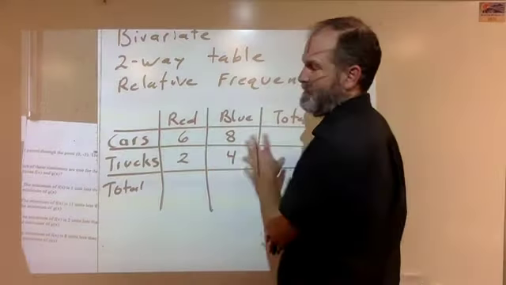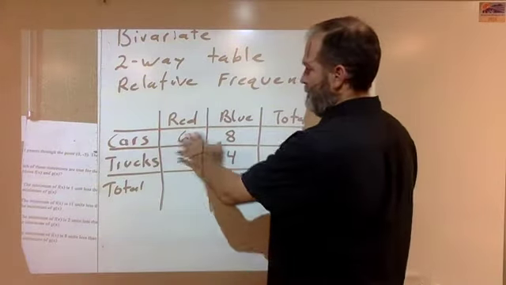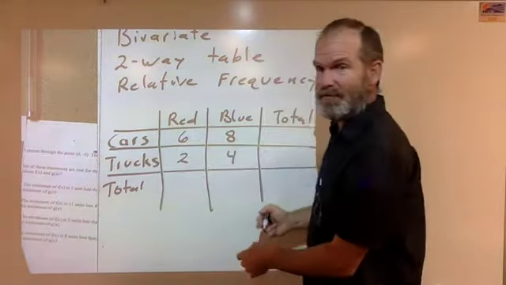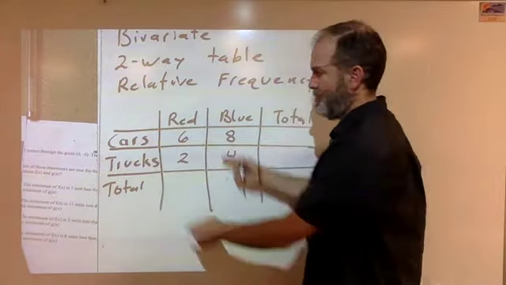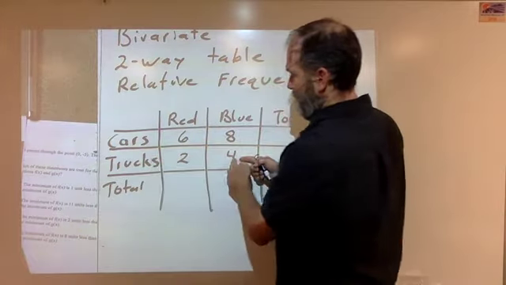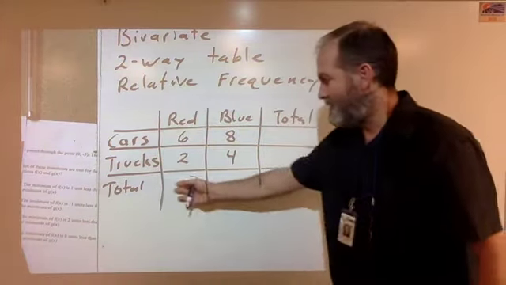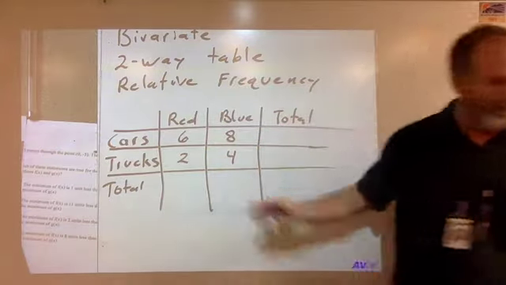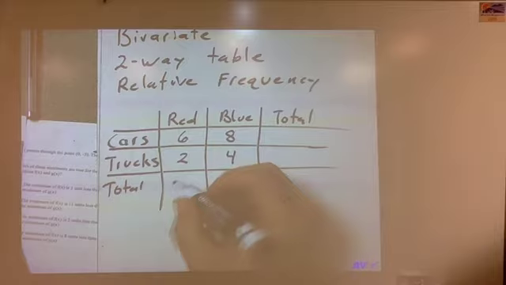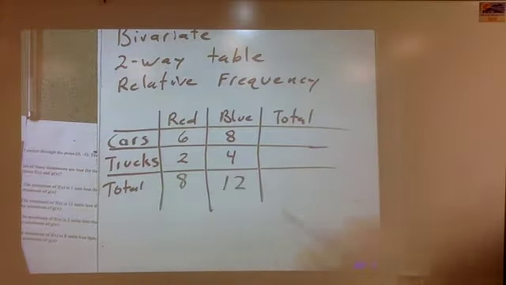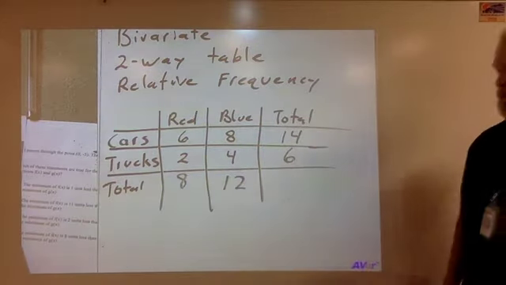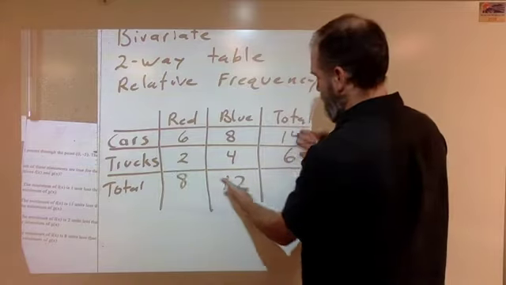The data will be given to you. So you've got cars that are either red or blue, 6 red cars, it's kind of like reading a times table, 8 blue cars, and then trucks, 2 red trucks and 4 blue trucks. And then you've got totals. It'll show the total of red vehicles and the total of blue vehicles, here and here. So you've got 8 red and 12 blue. And then it'll show the total of cars going this way: 14 cars, 6 trucks. And then your two totals will add up right here.